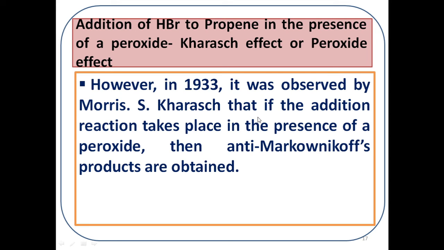He observed that in the addition reaction of HBr to propene, when the reaction was carried out in the presence of a peroxide, then instead of 2-bromopropane, we are getting 1-bromopropane. That is, anti-Markovnikov's products are obtained when the reaction is carried out in the presence of a peroxide. So peroxide plays a role here.